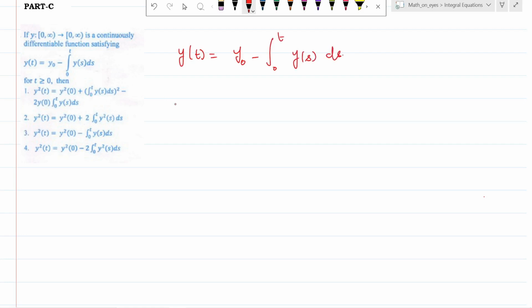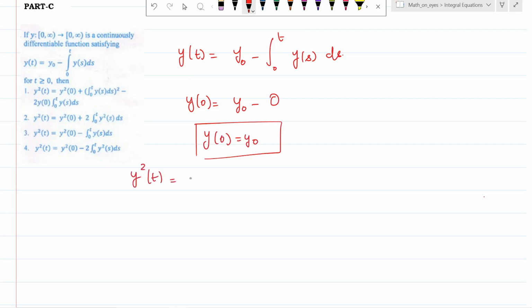So we have to find y of 0. So y of 0 is equal to y naught minus, when you apply 0 to the upper limit, this whole integral will become 0. So we get y of 0 is equal to y naught itself. Now we will just take the square of the function. y squared of t is equal to (y naught minus the integral 0 to t of y of s ds) the whole squared, where y naught is actually y of 0, right?